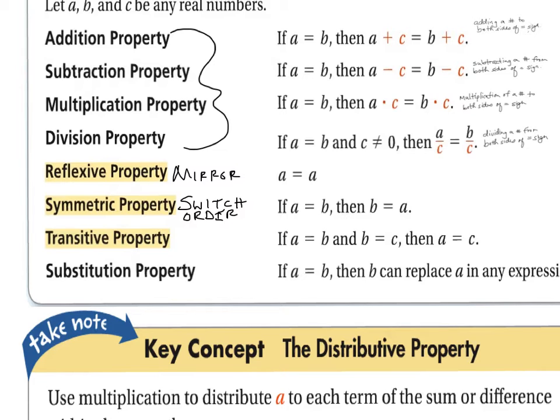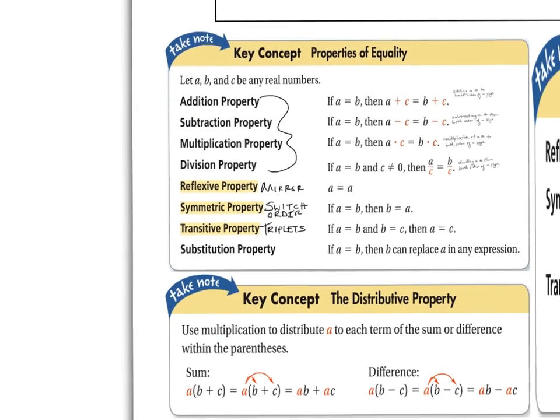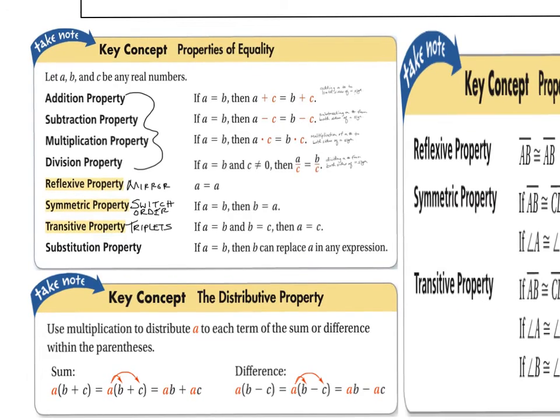The transitive property says if A equals B and B equals C, then A equals C. And I call this the triplets. Okay, triplets. Because in this case, you see three things and they're all equal to each other. A equals B, B equals C, then A equals C. They're all equal to each other, triplets. Okay, these are big ones. These are the important ones that you're going to look at here as we start to look at some proofs and starting to prove things.